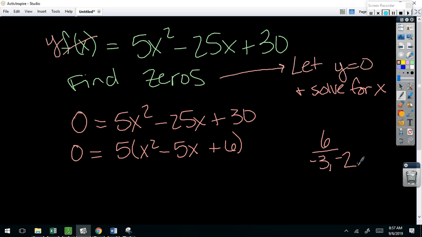I'm tripping over my words this morning. Wait, why wouldn't it be negative 1 and 6? Because that multiplies to negative 6 and not positive 6. You see what I'm saying? That doesn't multiply to positive.